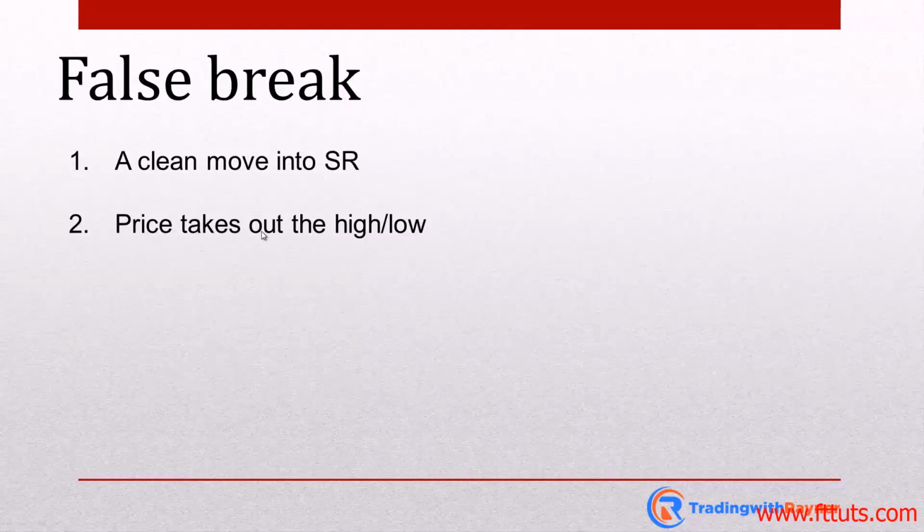The second thing is that the price has to take out the prior highs and lows. If the market does not trade above the previous high, there is no such thing as a false break. So let's say this market comes back here, but it does not retest this high. For example, it reversed from here. This is not a false break because it did not retest this previous high.